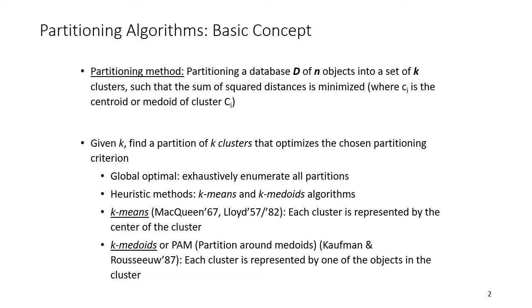Suppose we are given a k, and by k we mean the number of clusters. We find a partition of k clusters which optimizes the chosen partitioning criteria. So we have k clusters and some chosen partitioning criteria, and based on that we classify the database D of n objects into the set of k clusters. First is the global optimal, which exhaustively enumerates all partitions.